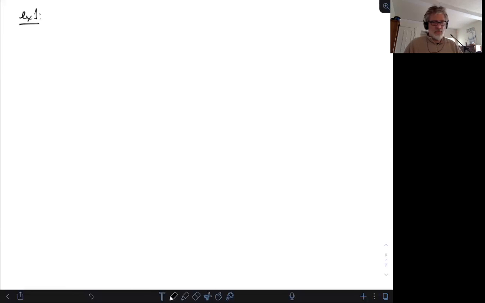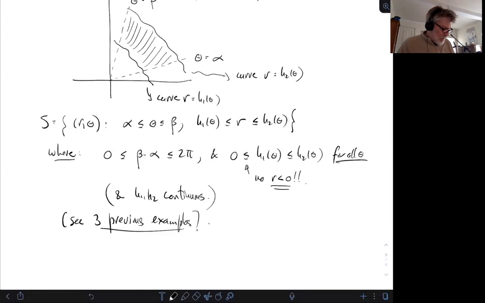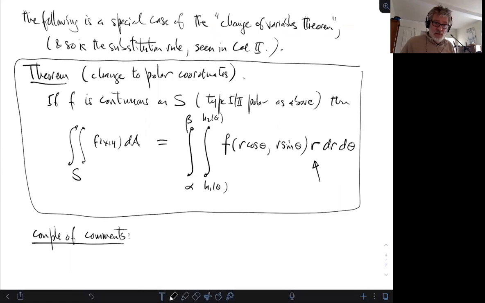Example 1. What do you mean by factor of r? Okay, so let's go back to the formula. Here it is. You see that on the right-hand side, the function f is multiplied by r. It's not just a question of replacing every x by r cos theta and every y by r sine theta. You have to multiply the whole thing by r. That's what I mean. You see? Okay. You don't seem convinced.